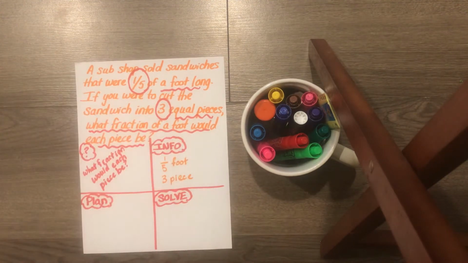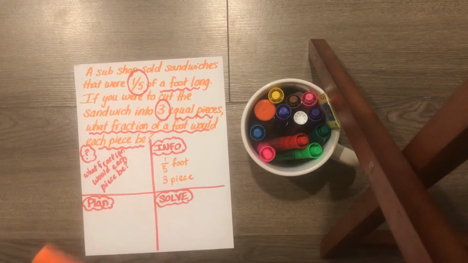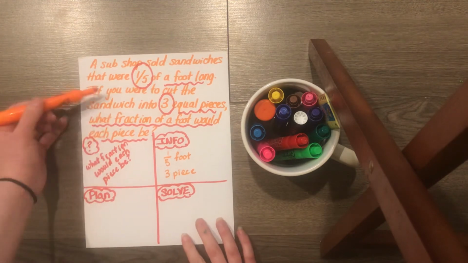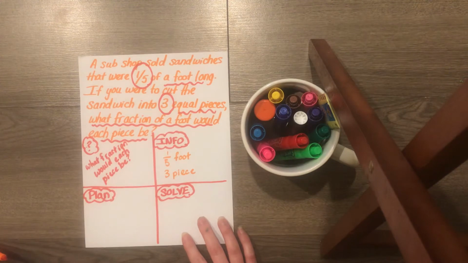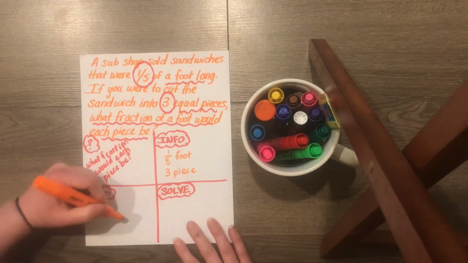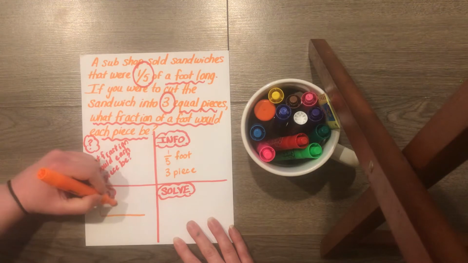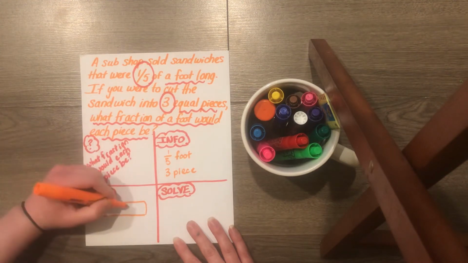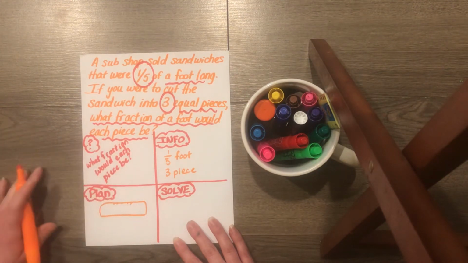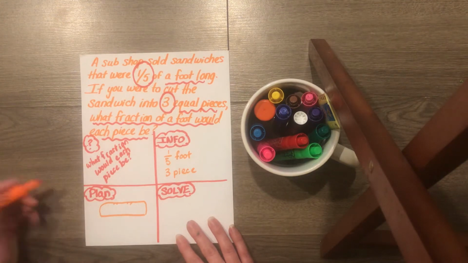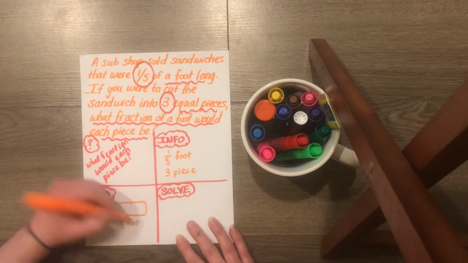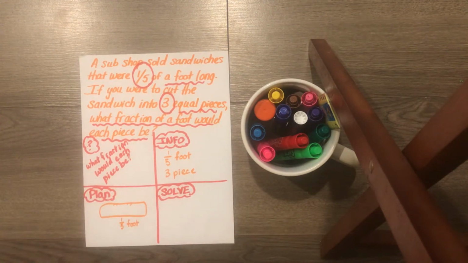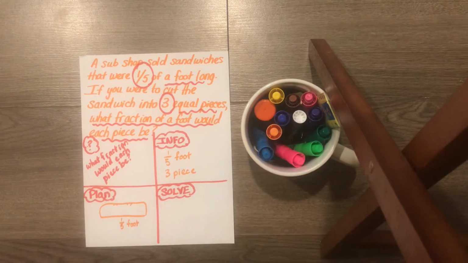All right, so again, what's my question asking? Because now it's time for me to make a plan. My question's asking, if you were to cut the sandwich into 3 pieces, what fraction of a foot would each piece be? So that leads me to want to draw a model. I have a sandwich and it is 1/5 of a foot long. And they want to divide my sandwich into 3 pieces.